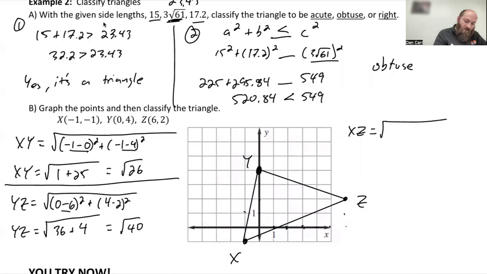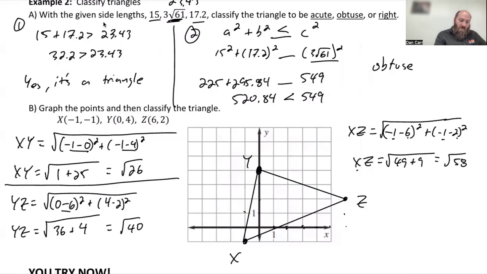So XZ is going to equal the square root of -1 minus 6 squared plus -1 minus 2 squared. That's -7 squared, which is 49, and -3 squared, which is +9. So that's the square root of 58. So this is going to be my longest side, so I need to test that.